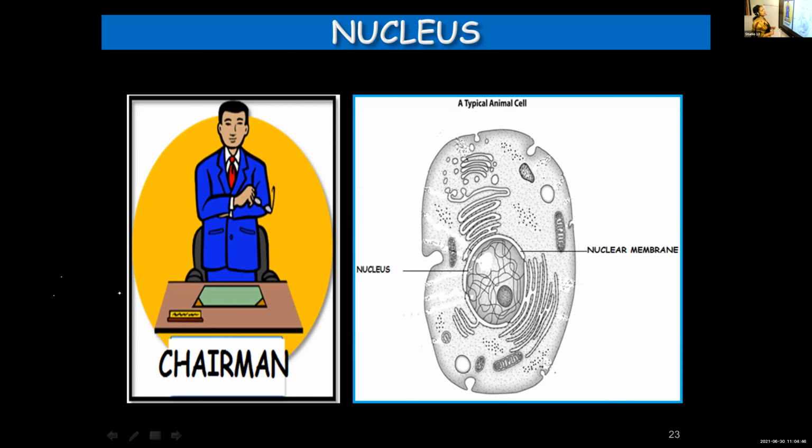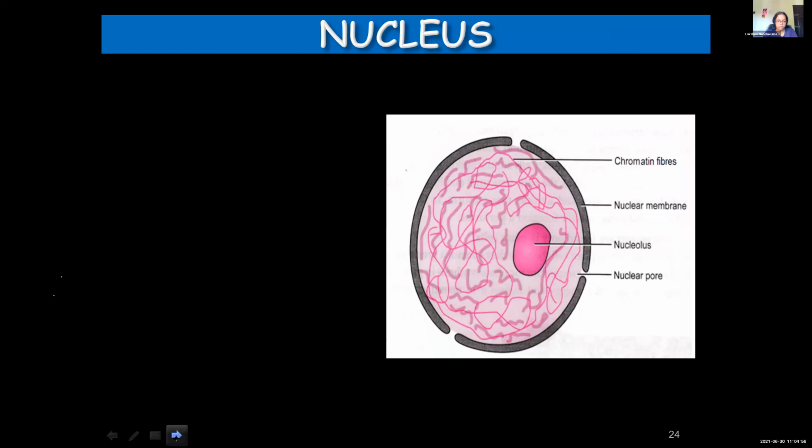So here you can see the comparison. Nucleus is the control center of the cell. It regulates all the activities taking place in the cell. Just as the principal gives instructions to the members of the teaching and non-teaching staff and helps in the smooth functioning of the school, in the same way in a cell, nucleus regulates all the activities taking place. So let's learn more about nucleus.